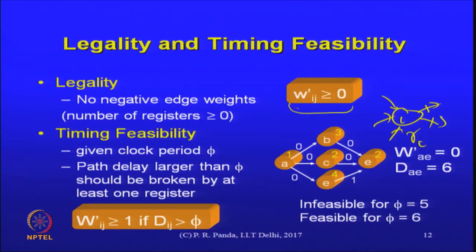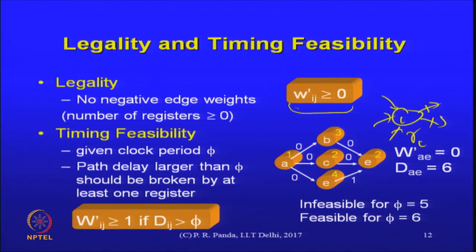Okay, that is the easier requirement, but there is the other interesting requirement that it should be timing feasible. The way you move things around, given a clock cycle, you should not be able to find a path in the graph with all 0 edge weights. 0 edge weights means what? No register, it is a combinational path in the graph. No combinational path should exceed your given clock period.